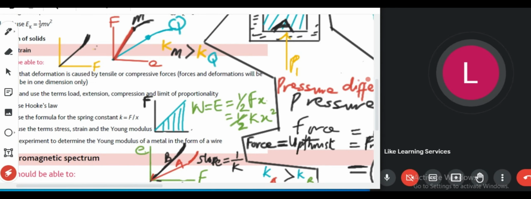is bigger than the slope for the blue one. That means the spring constant of M, which is the black one, is bigger than the spring constant for Q, which is the blue one, because it is steeper. M is steeper, and the slope gives directly the spring constant. Spring constant of M is bigger than spring constant of Q.